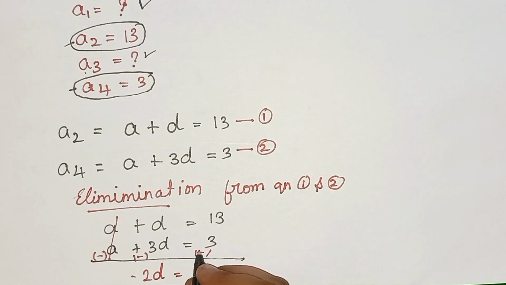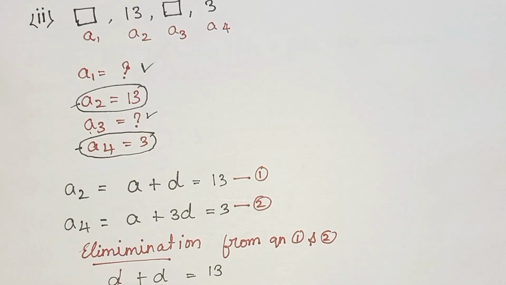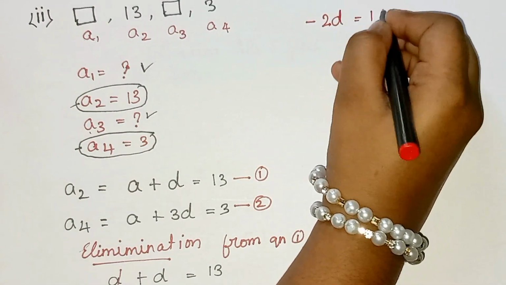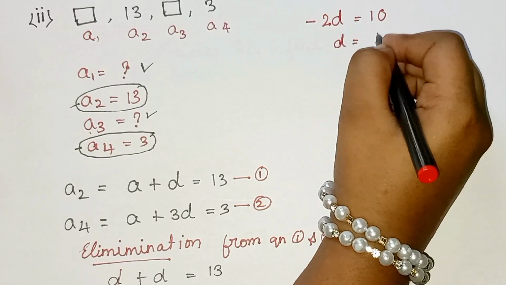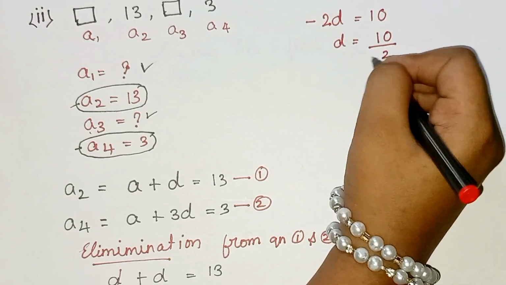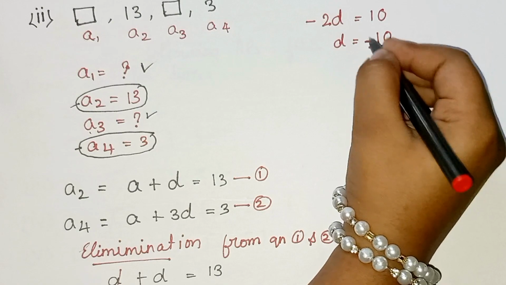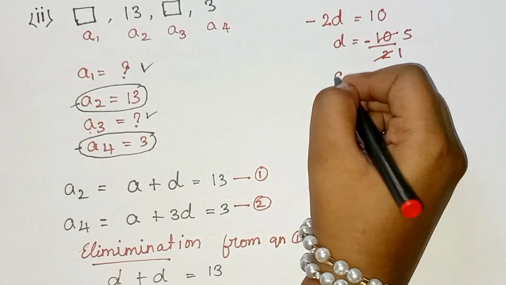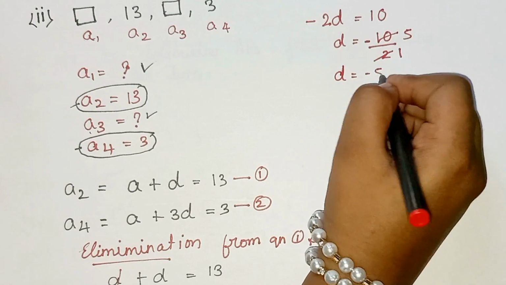Here we have subtraction, isn't it? So when we subtract, we'll get 10. 13 minus 3 is 10. I don't have space, so I'll write it here. So we got minus 2D is equal to 10. So D is equal to 10 divided by 2, with the minus sign. Cancel it, 1 2 is 2, 5 2s are 10. So what is the D value? The D value is minus 5.